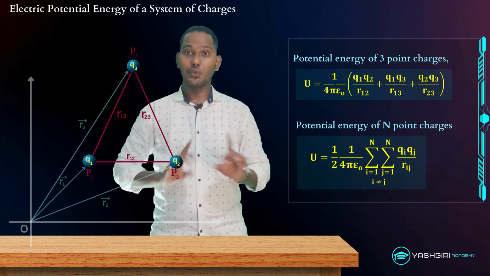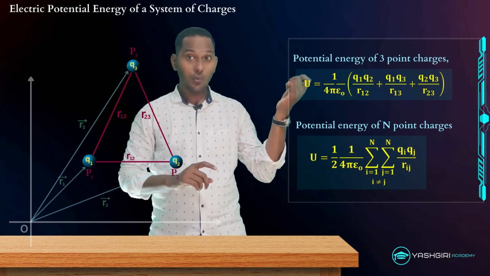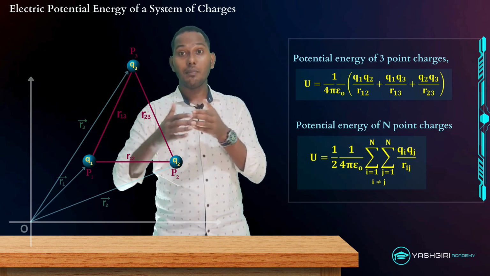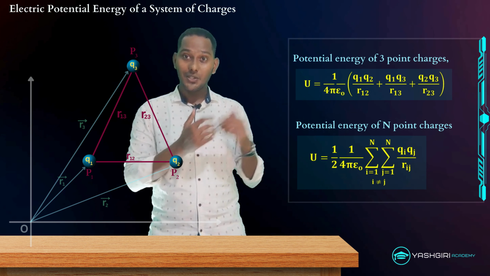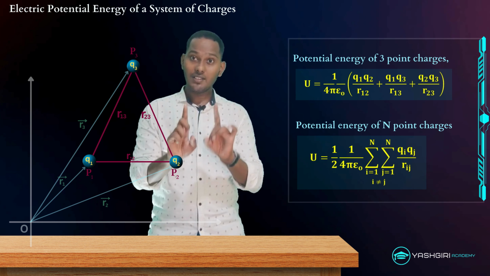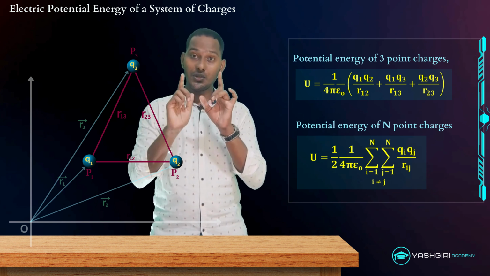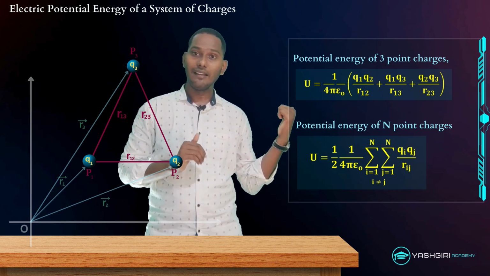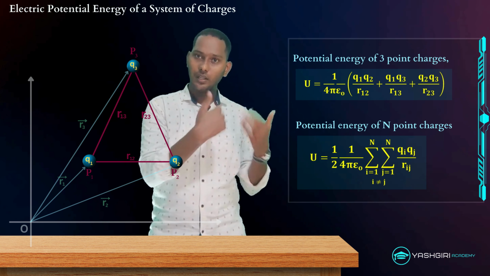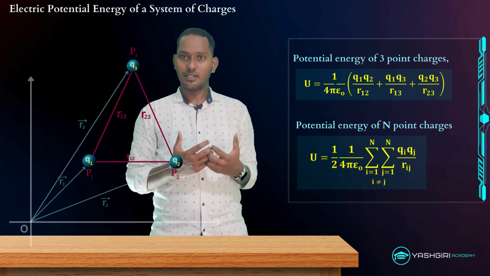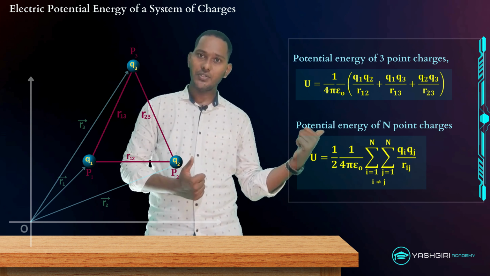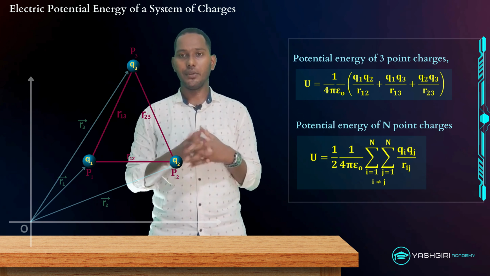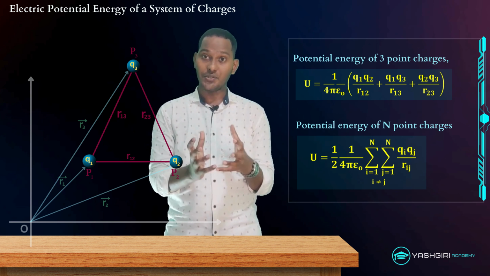If I simply make use of a double summation, I'll get q1 q2 upon r12, plus I'll get q2 into q1 upon r21, which is the same as that. So a double summation gives you the double pair. In order to compensate for that, we have to take a half here. That will take care of the double pair you get when you take a double summation. So that is why we introduce a factor of half in this case. This is the relation that we have for an n point charge system.